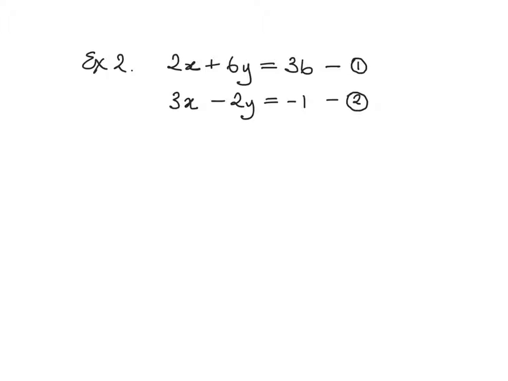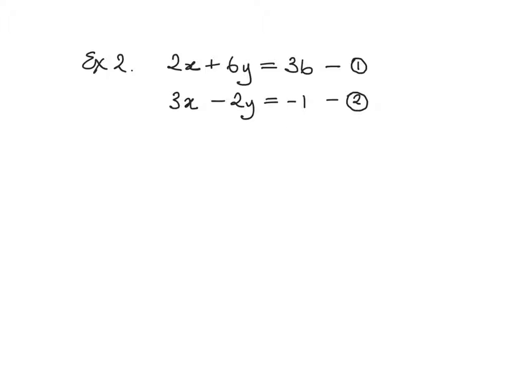This second example, just a bit more difficult than the first one. Why is it more difficult? Because the first example, if you remember, we had a plus 4x and a minus 4x. So by adding the two equations I could get rid of the x terms. But you can see I've got 2x here and 3x, so those two numbers are not the same. I've got 6 here and a 2 here, so those numbers are not the same. How then do we get to have the same number of x or y? Well, that's a reasonably simple thing to do.